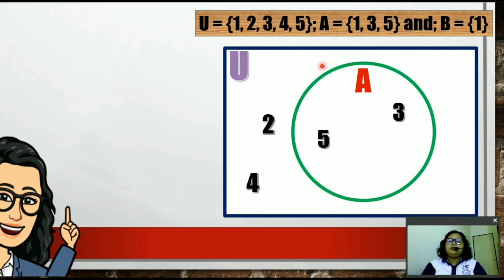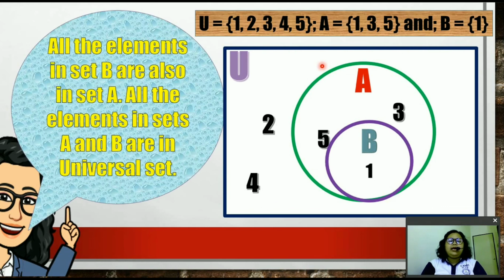Very good. The next one, we're going to draw set B. Set B will be inside the circle of set A. So, we'll name it as set B. Then, we're going to write there the element which is 1. So, all the elements in set B are also in set A. All the elements in set A and B are in the universal set. So, set B is a subset of set A.